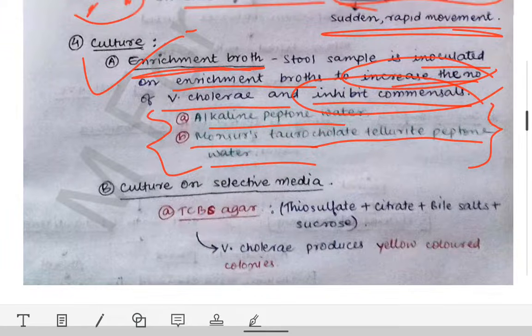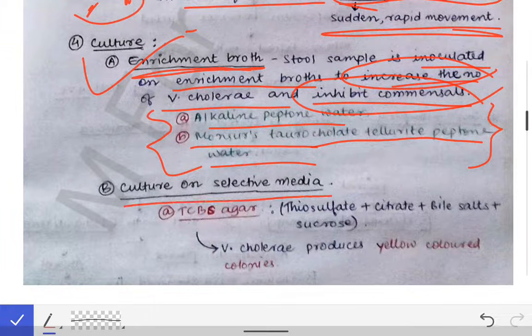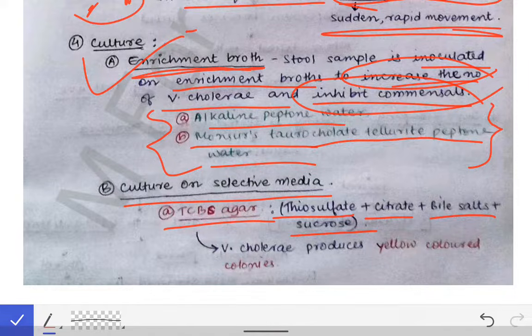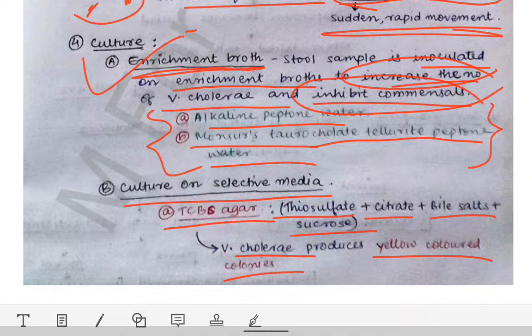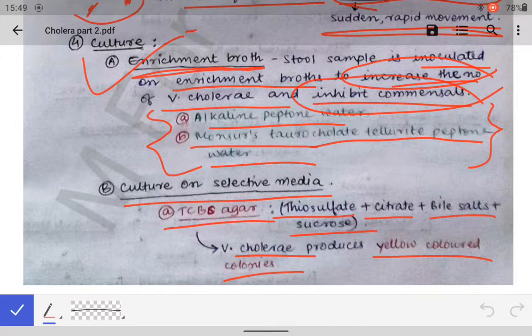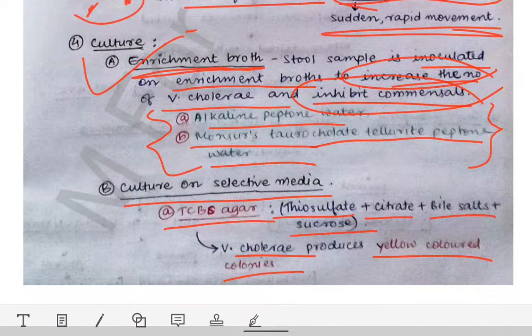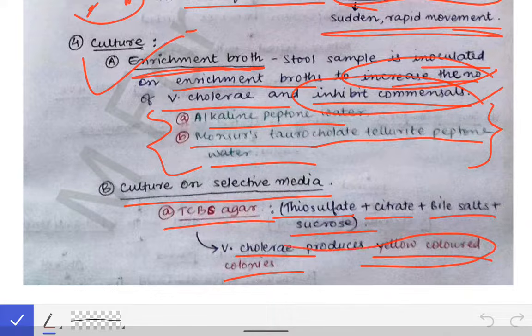Next is the culture on the selective media. So different selective media we use. One of them, and the most important of all, is the TCBS agar. TCBS means thiosulfate, citrate, bile salt, and sucrose agar. The Vibrio cholerae produces yellow colored colonies here. These colony characteristics as well as the media must be remembered always. Okay, these yellow colored colonies on TCBS agar, this must be remembered.